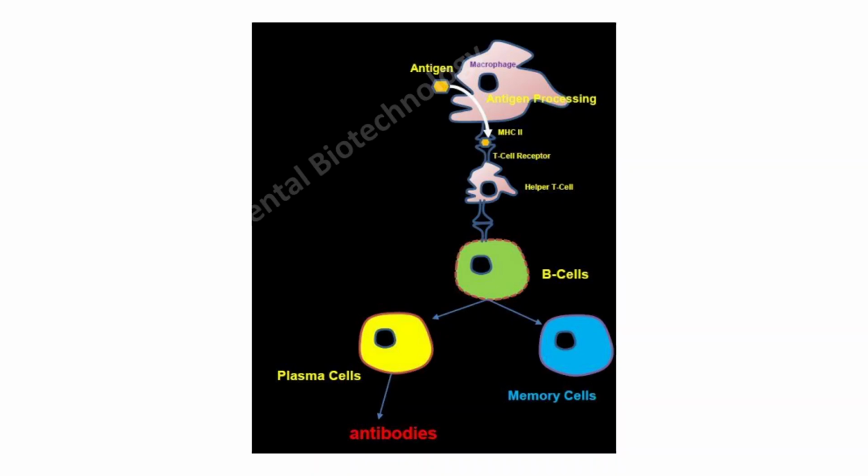So this is just one kind of representation. There are other types of immune response processes, but that is not part of this course, that is beyond the scope of this course, so we will not go into the details of that. But macrophages are basically the antigen presenting cells that present the antigen to the T cells.